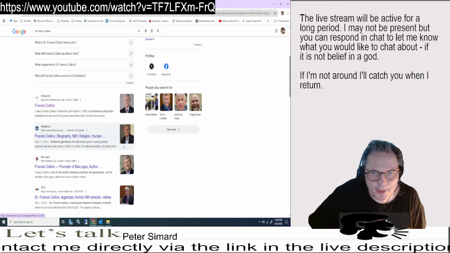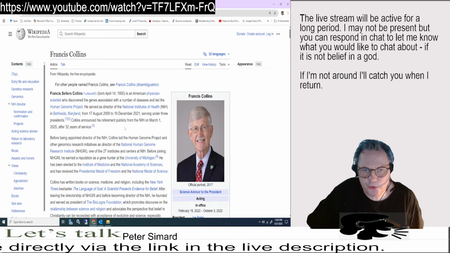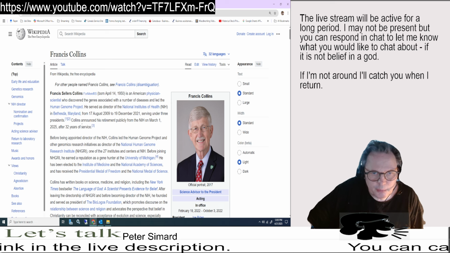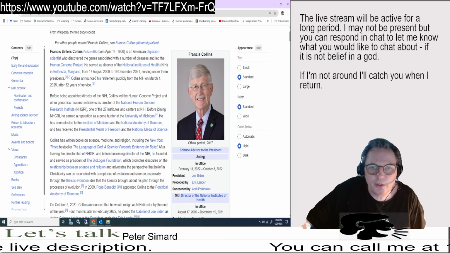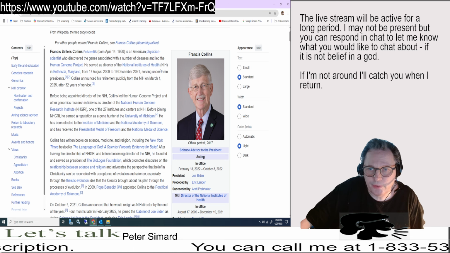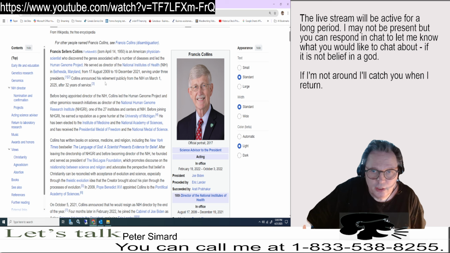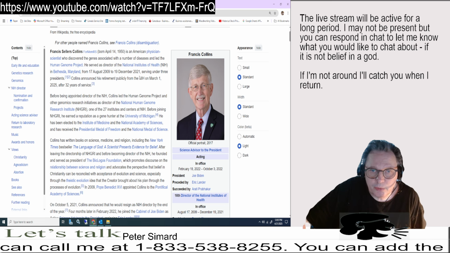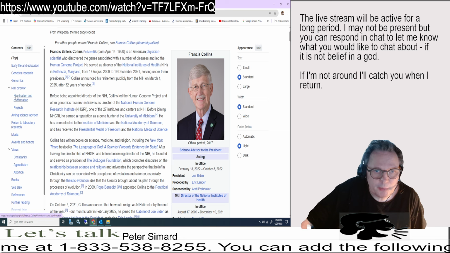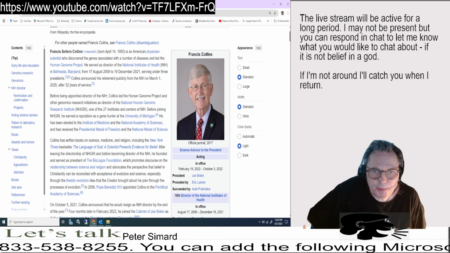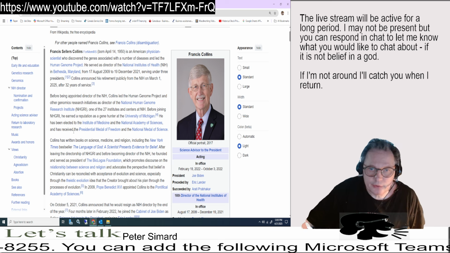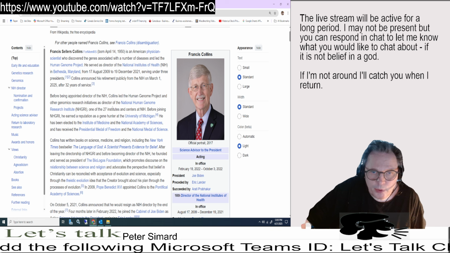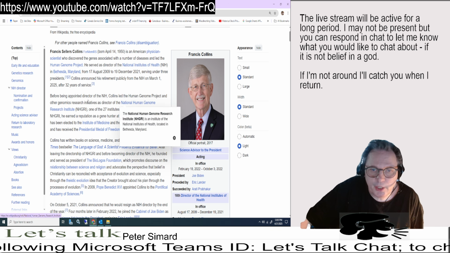Francis Collins, Wikipedia, which is always a good place to go to get information. Okay, that's how old he is. He served as Director of the National Institutes of Health in the United States from 2009 to 2021, so he was there a good amount of time. He announced his retirement, so he retired. Again, he's not that young anymore, so that makes sense. Before being appointed Director of NIH, okay.